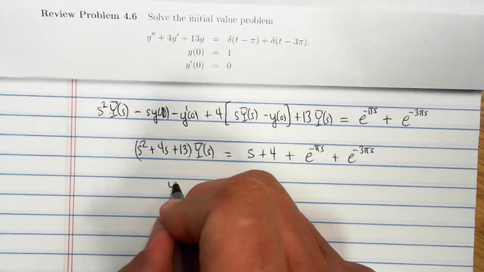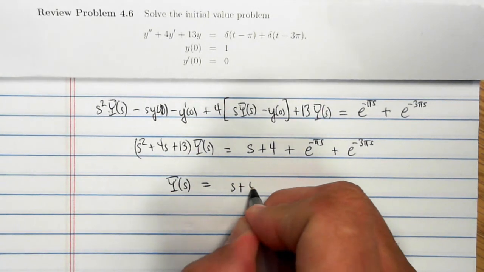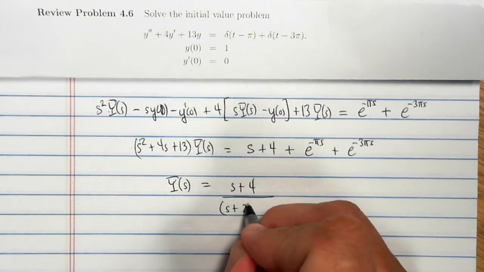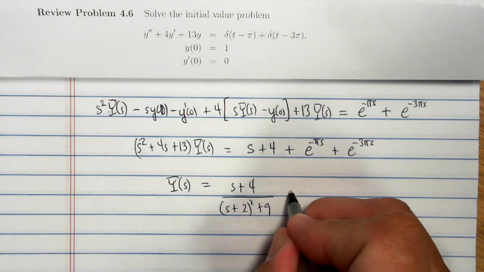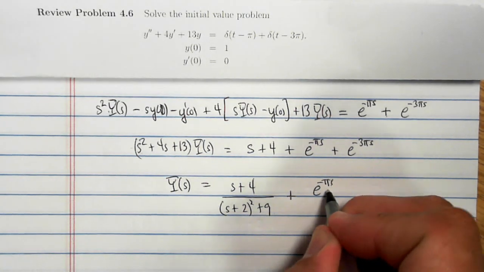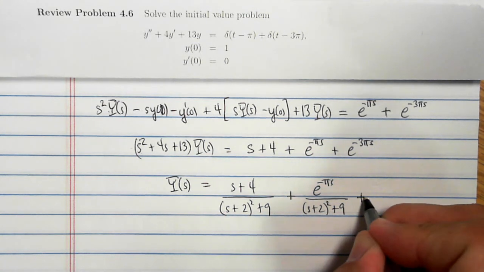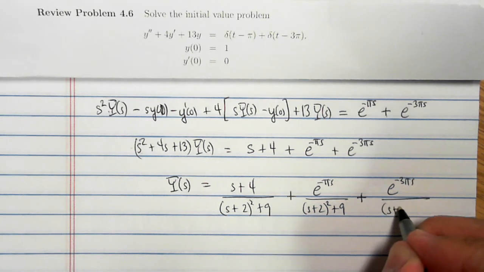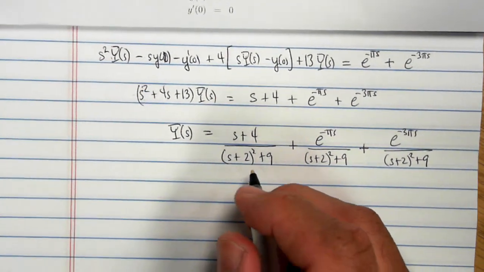Okay, so dividing, we find that the Laplace transform of the solution is (s plus 4) over (s plus 2) squared plus 9. So what I've done is completed the square here, plus e to the minus pi s over (s plus 2) squared plus 9. Then e to the minus 3 pi s over (s plus 2) squared plus 9. All right, we're almost home with this.